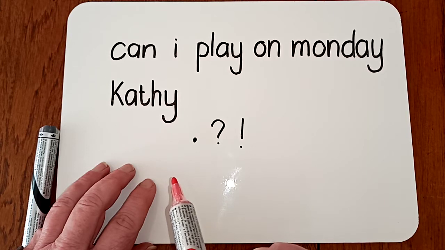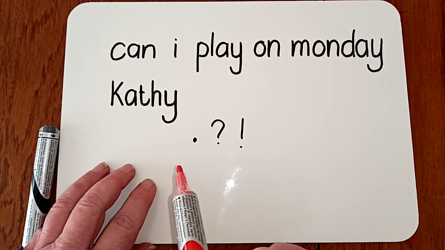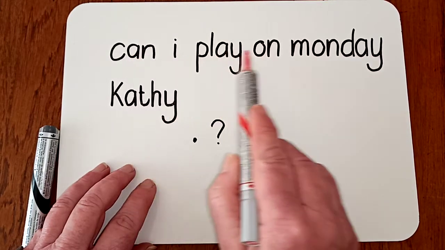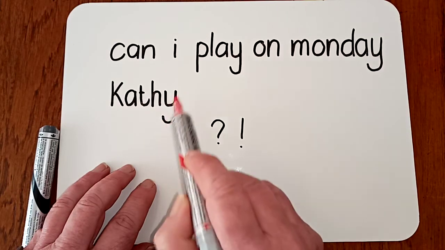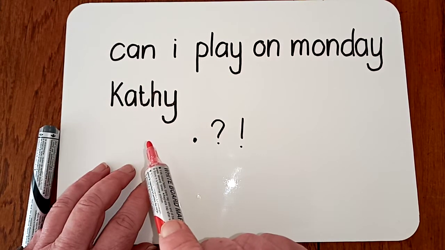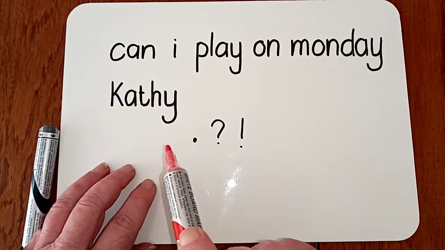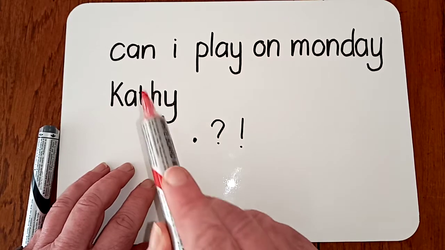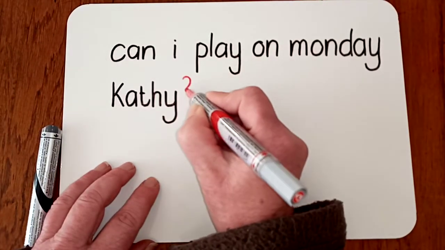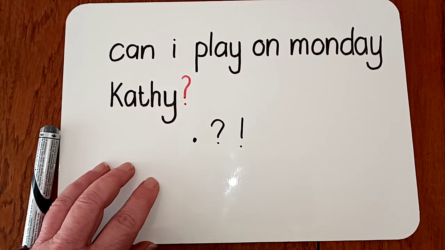So is that a sentence? No, it's not a normal sentence. Is it asking something? Yes, it is. It's saying, can I play on Monday, Kathy? You're asking Kathy if you can go and play on Monday. Maybe at her house, maybe her and Mark's house, I don't know. But you are asking something. So this needs to end with a question mark.